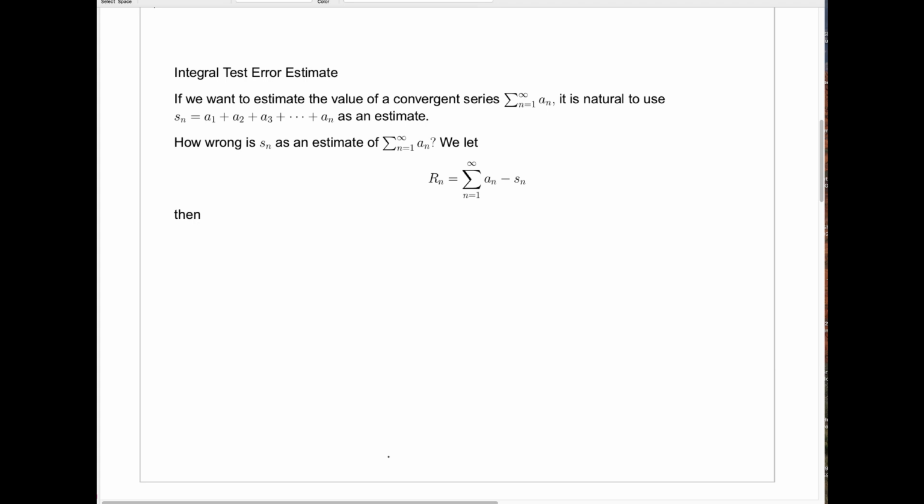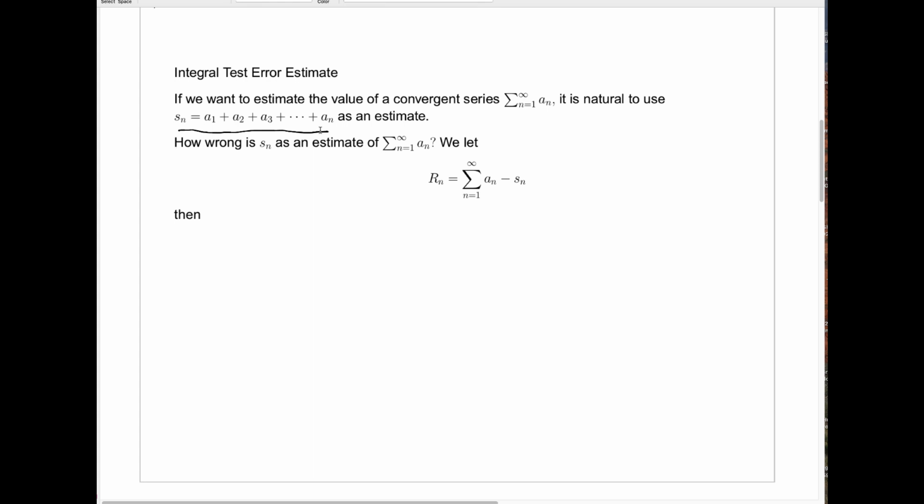What if we want a better error estimate? What do I mean by that? We want a more accurate estimate for the actual sum S of the series. Well, series are naturally approximable, by which I mean you always have one natural way to approximate the value of an infinite series, and that's to use a partial sum S sub n as an estimate.